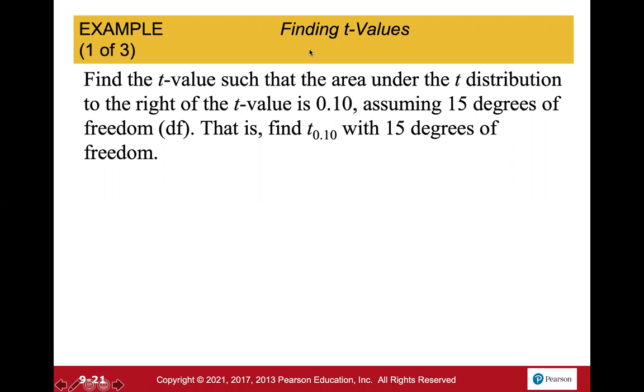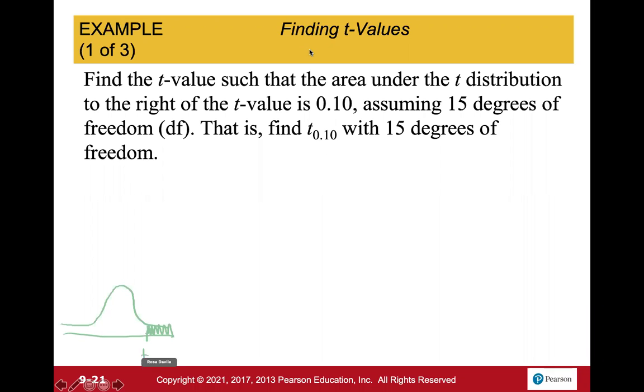That is, find t sub 0.10 with 15 degrees of freedom. All right, so let's draw our situation. Here we're still drawing what we would see as a normal curve, because eventually this does replicate a normal curve. So find t-values such that the area under the t-distribution to the right of the t-value is 0.1.